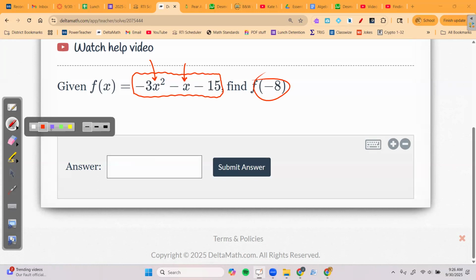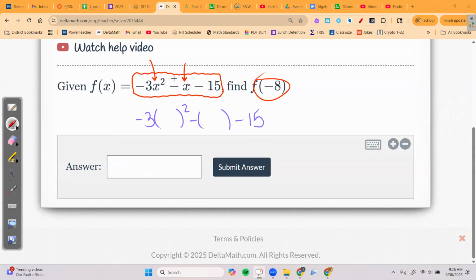Those last problems, I don't think I needed to show my work. That was pretty easy. These ones, I'm going to show my work. And what it's going to look like is this: -3 blank squared minus blank minus 15. I just basically rewrote the red box, but every time I saw an X, I put in an awkward void. That awkward void's going to sit there and say, feed me a number, feed me a number. And what am I going to put in those awkward voids? -8. Not any number, but the number that was designated as my input, right?